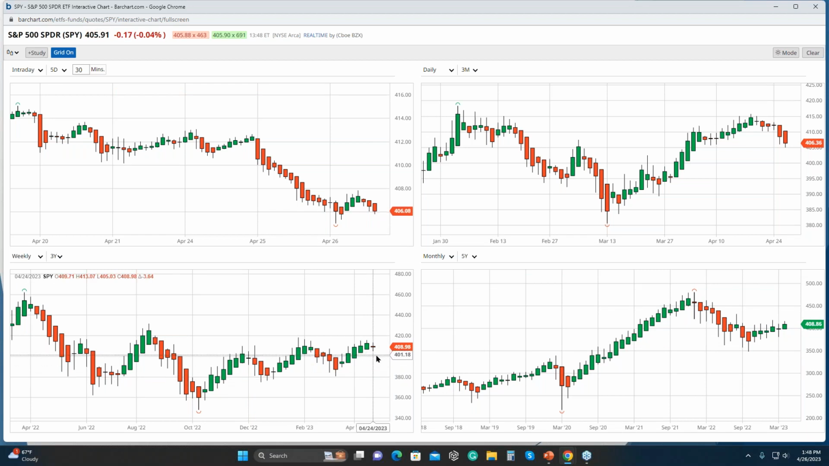Now, that might not happen this week. It might happen next week. Now, if this candle right now, which is doji-esque, turned into a down candle, right?